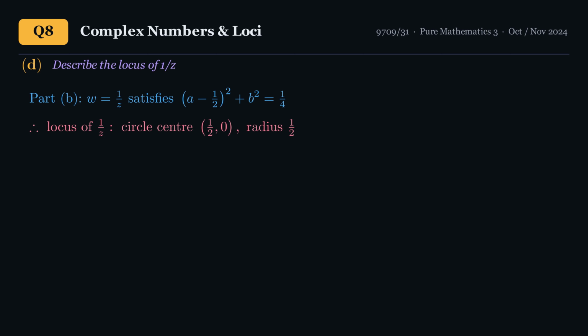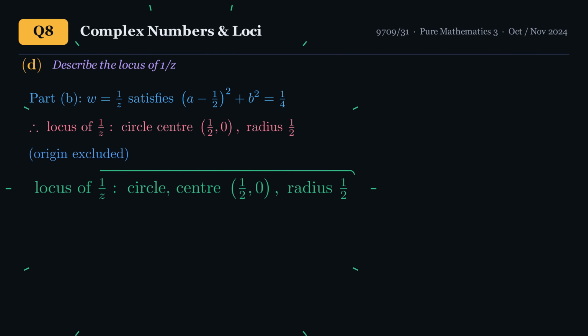So the locus of 1 over z is a circle with center (1/2, 0) and radius 1/2. The origin is excluded because z is never 0 on the line real part equals 1. So the locus of 1 over z is a circle, center (1/2, 0), radius 1/2, with the origin excluded. That completes question 8. Question 9.